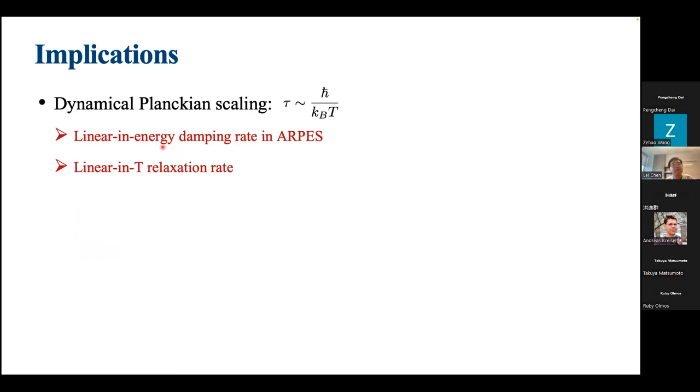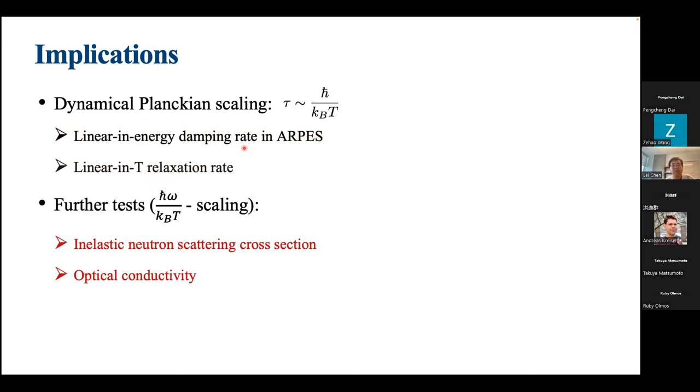First and foremost, of course, is this dynamical Planckian scaling behavior, which we derive in our method. It indicates a linear in T relaxation rate, which means that it also provides an understanding for the linear energy damping rate that is observed in the ARPES measurement. And there are other further tests we can make. Foremost, of course, is to directly measure the inelastic neutron scattering and see whether the dynamical spin susceptibility is also going to follow this omega over T scaling behavior.